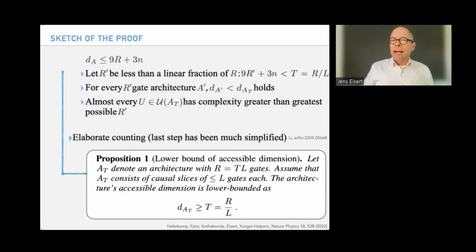And then the final part is basically an elaborate counting argument. I'm not going into details. What it basically argues is that if there was a circuit R prime that has less than a linear fraction of R, and would have an architecture with a smaller dimension than the one that we have looked at, then this would lead to a contradiction. To see that every unitary, or almost every unitary, has a complexity greater than the greatest possible R prime, and hence we are in this generic situation.